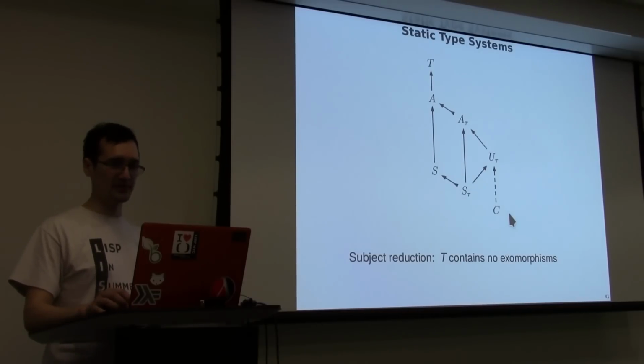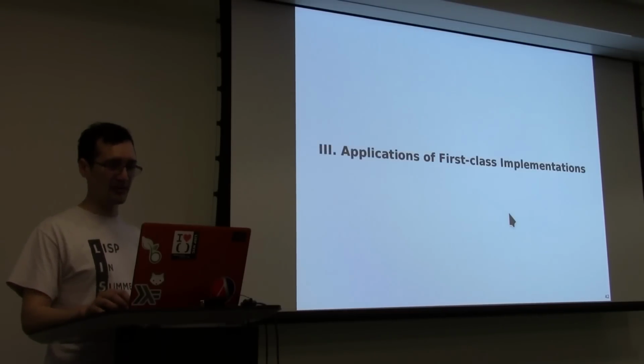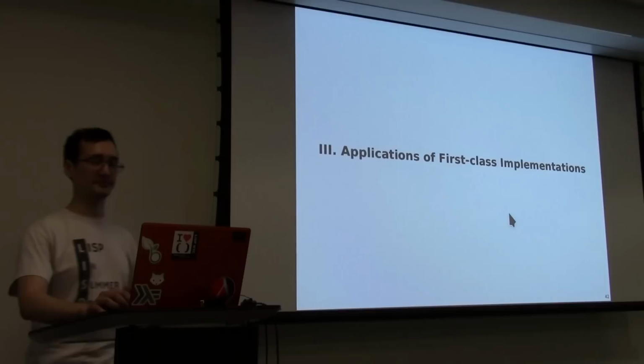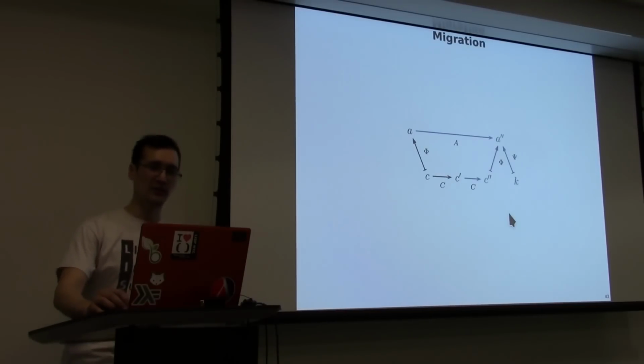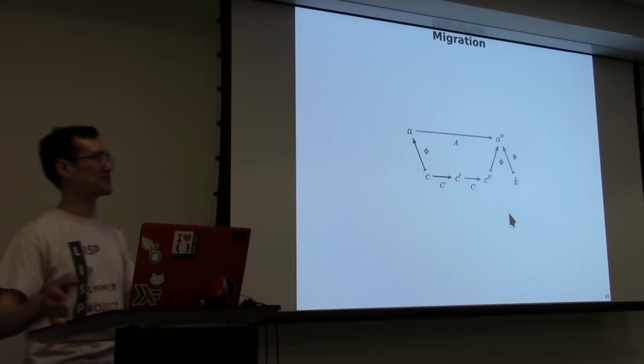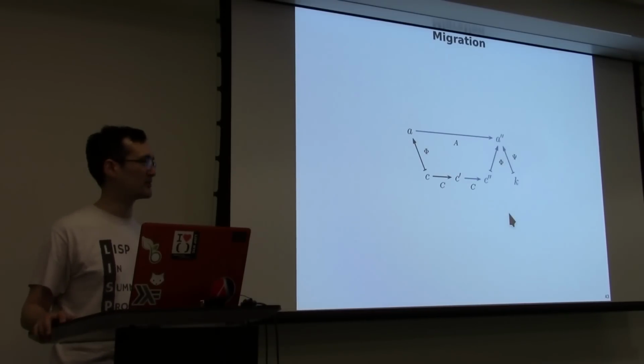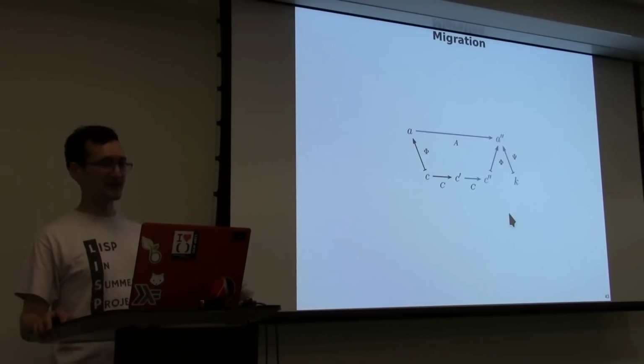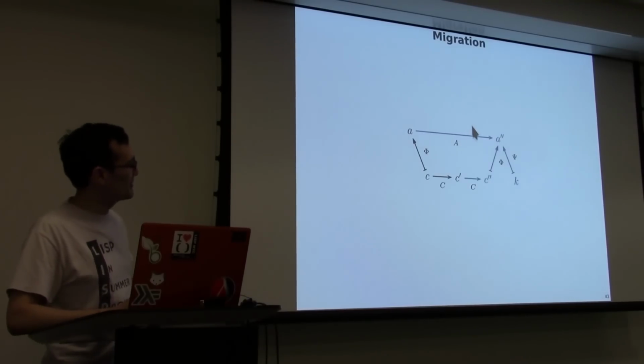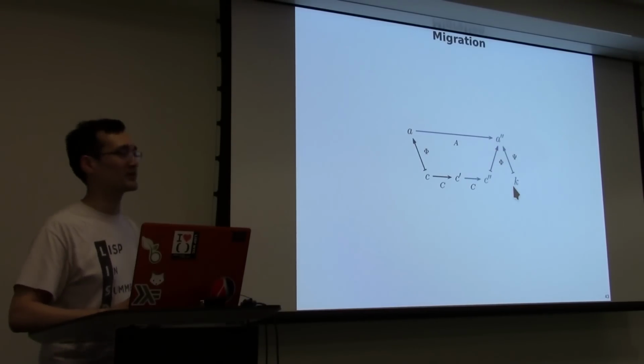So this is static type systems. And now for applications of first-class implementations. Okay, so my favorite diagram is migration. Actually, maybe my second favorite. My favorite was observability, and this is basically observability followed by re-implementing the same thing differently.